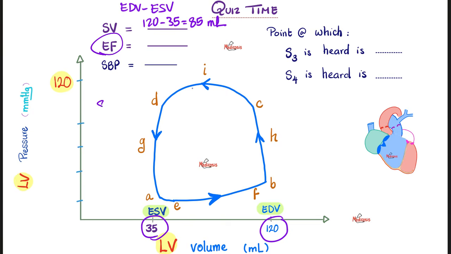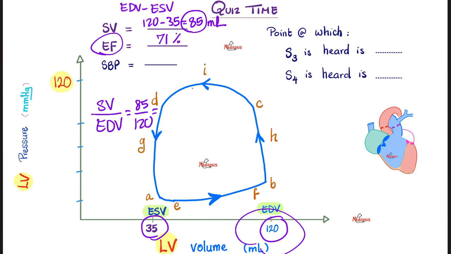Next, ejection fraction. Ejection fraction is what? Stroke volume, I just got that, over end-diastolic volume. My stroke volume is 85, my end-diastolic volume is 120, which gives me something akin to 71%. That is some robust ejection fraction, I can tell you that. Systolic blood pressure, i.e. blood pressure in big arteries during systole, the highest number of course, which is 120 millimeters of mercury.